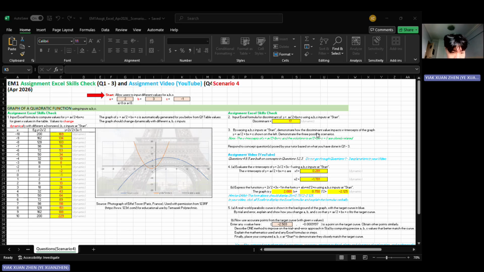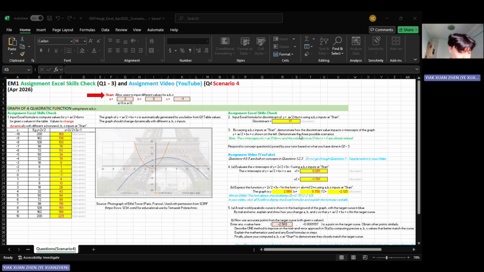The spreadsheet also converts the quadratic equation into the vertex form. For the equation y equals 2x squared plus 3x minus 1, the vertex form is y equals 2 bracket x plus 0.75 bracket squared minus 2.125. The coefficient 2 remains outside the bracket because it controls the vertical stretch of the parabola. Positive 0.75 shifts the graph 0.75 units to the left, while negative 2.125 moves the vertex downwards. The graph shown matches the vertex position.